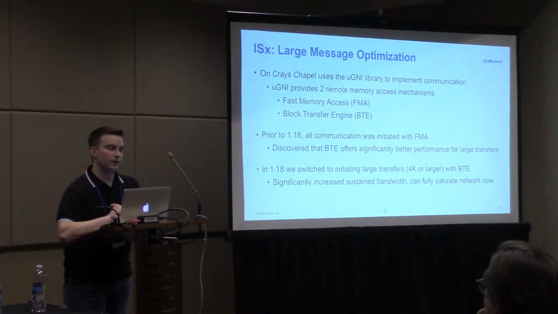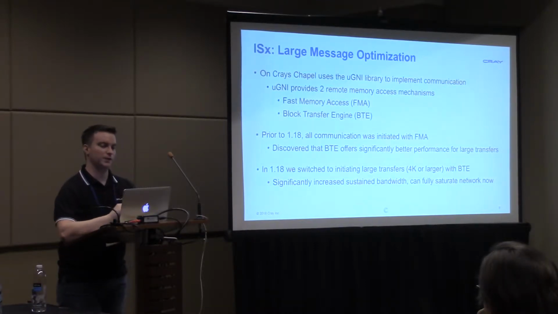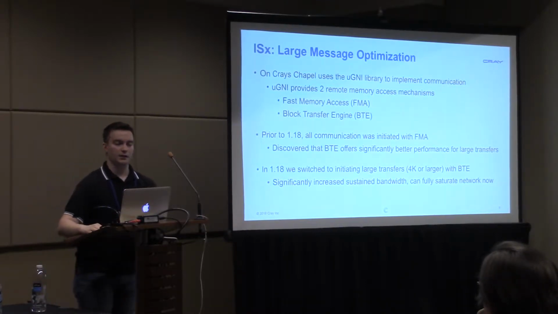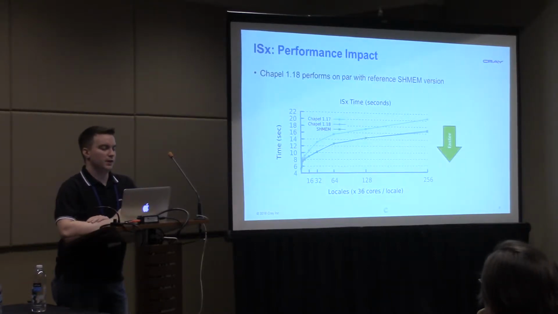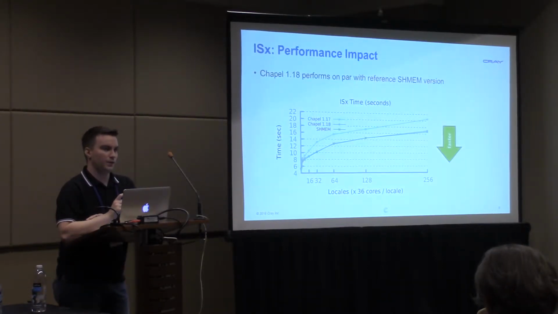And this led to significantly increased sustained bandwidth, and we can now fully saturate what the network is capable of. I think before we could max out at around 3 or 4 gigabytes per second per node injection rate, and now we're at 8.5 gigabytes per second per node, which is what the hardware is capable of. And so tying this back to ISX, we can see that this brings performance on par with the SHMEM version.